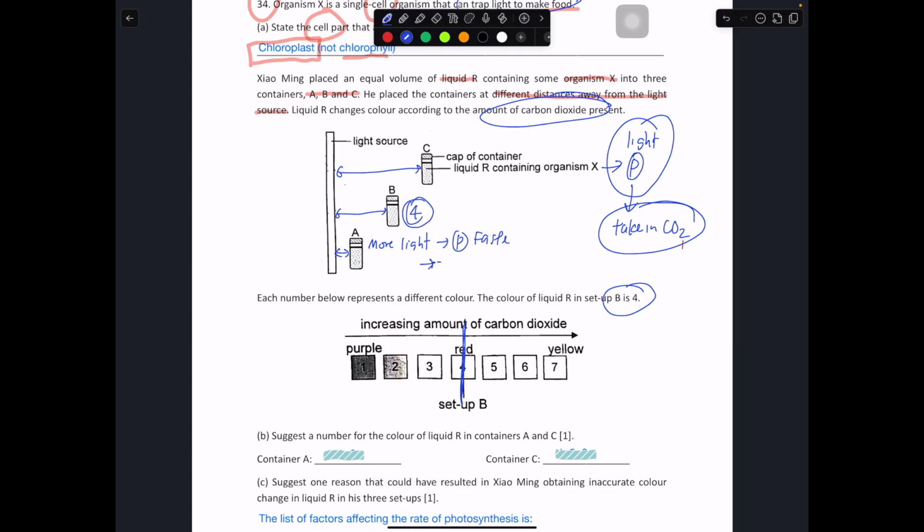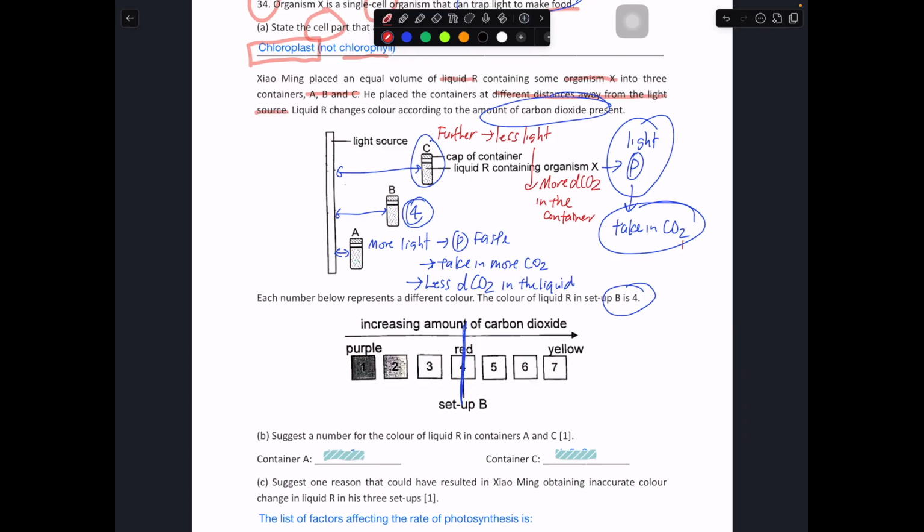So it will be able to take in more carbon dioxide for photosynthesis, right? So there will be less dissolved carbon dioxide in the liquid. Likewise for C, because it's further away from the light source, it will have less light. So if we go by the same reasoning, less light, the rate of photosynthesis becomes lower, it takes in less carbon dioxide, so there should be more dissolved carbon dioxide in the container, at least more than B.